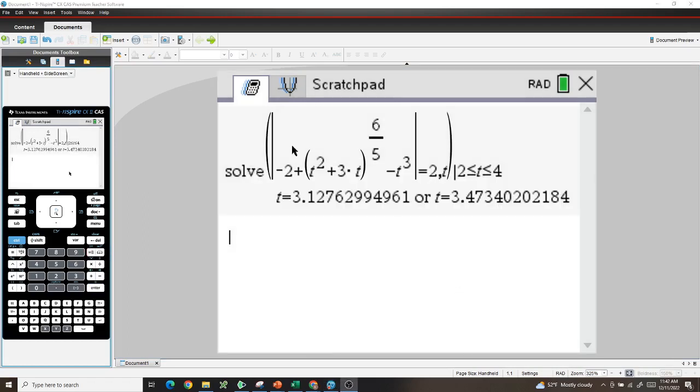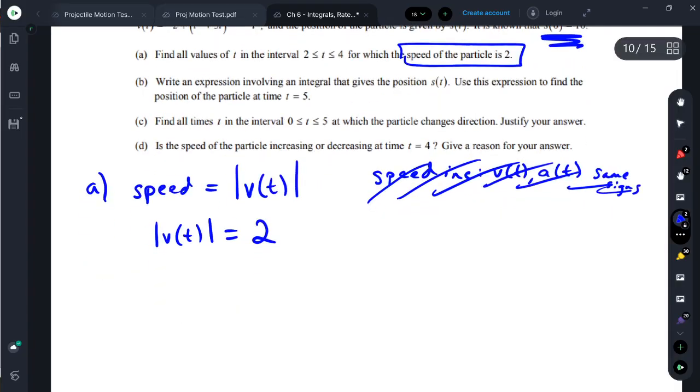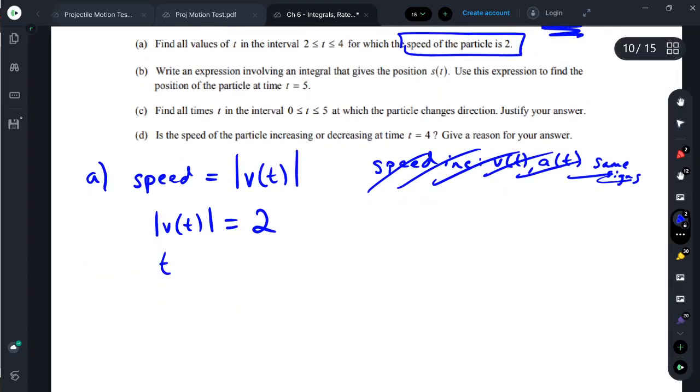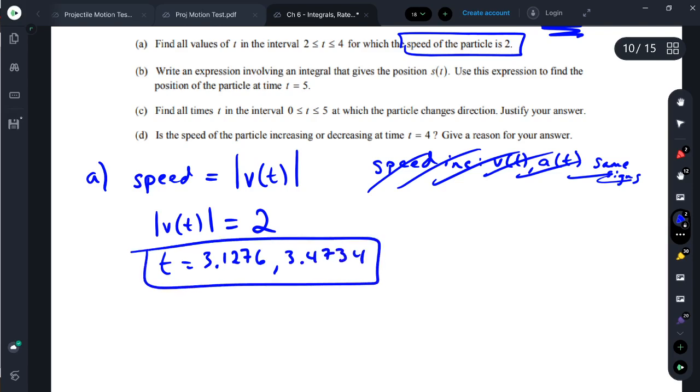So there we go. We did the solve button. We did the absolute value of that v of t function, we set it equal to 2 comma t, and then at, they wanted between 2 and 4. And so those are our two answers, and I'm going to go ahead and write those over. We want to go out to 4 decimal points, so t equals 3.1276 and 3.4734, and those are our answers. We're just going to go ahead and box them.